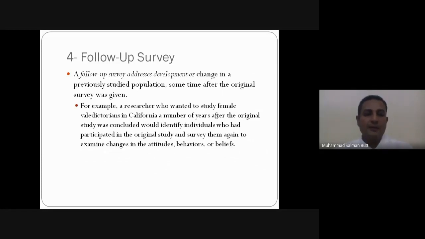The example given in your book is about a researcher who wanted to study the female valedictorians in California a number of years after the original study was concluded, would identify individuals who had participated in the original study and survey them again to examine changes in attitude, behavior, or beliefs. So this is a simple type of survey research in which you study one population at one time, and after some time you make a follow-up study, just like making a doctor's appointment. The doctor tells you that you have to make a follow-up. So once you visit the doctor for the first time, he or she gives you another appointment, and that is known as the follow-up. So this is the type of research known as follow-up survey research.